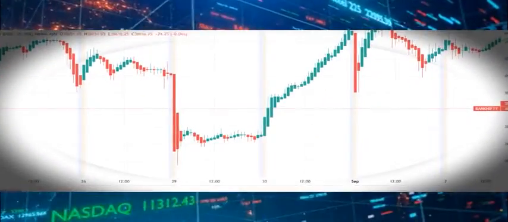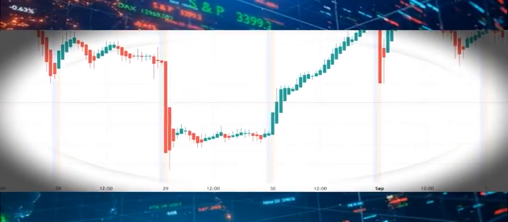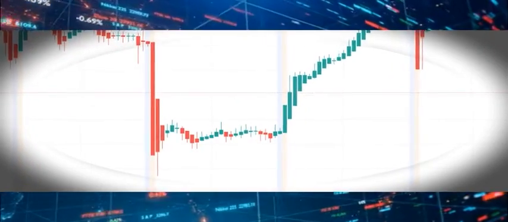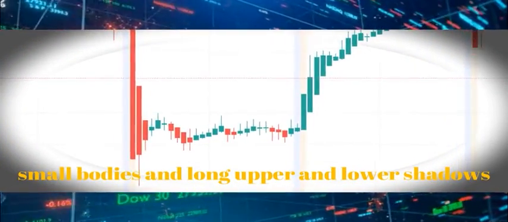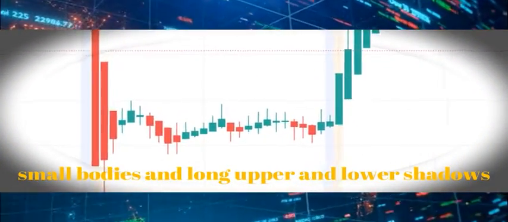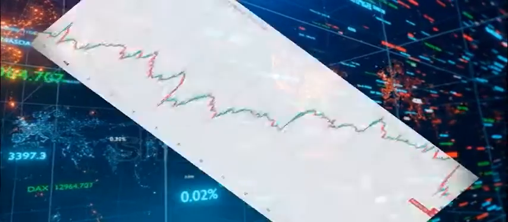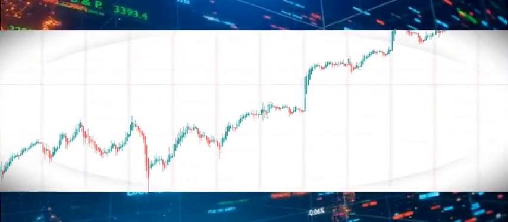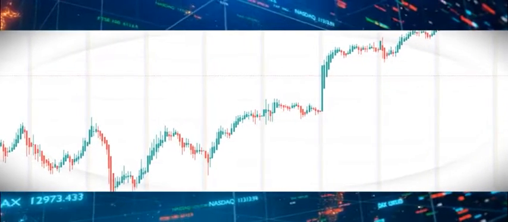Reversal candlesticks using the Heikin-Ashi technique are similar to traditional candlestick reversal patterns. They have small bodies and long upper and lower shadows. There are no gaps on a Heikin-Ashi chart as the current candle is calculated using information from the previous candle.